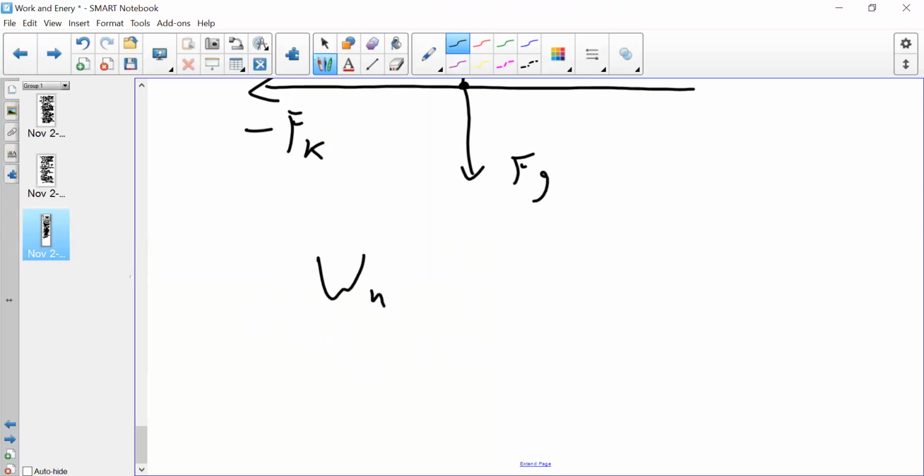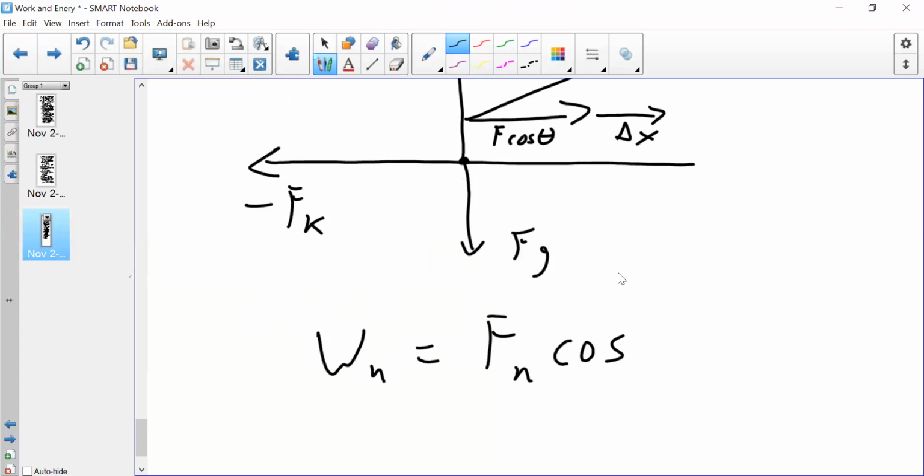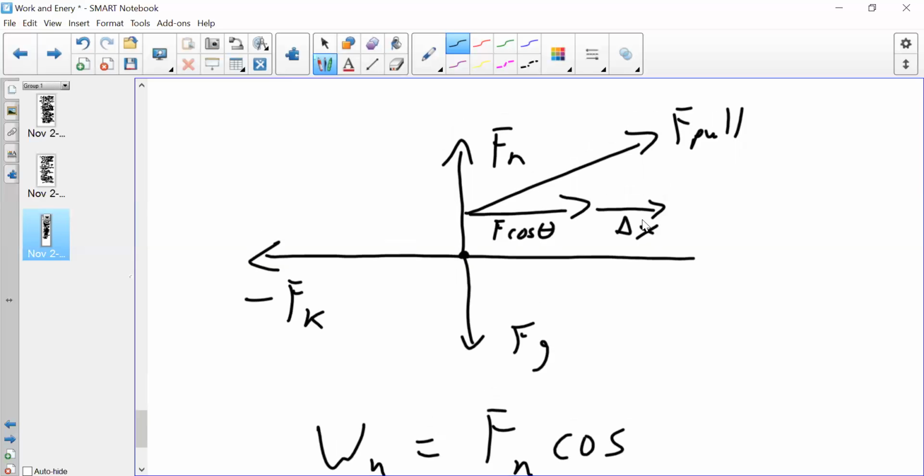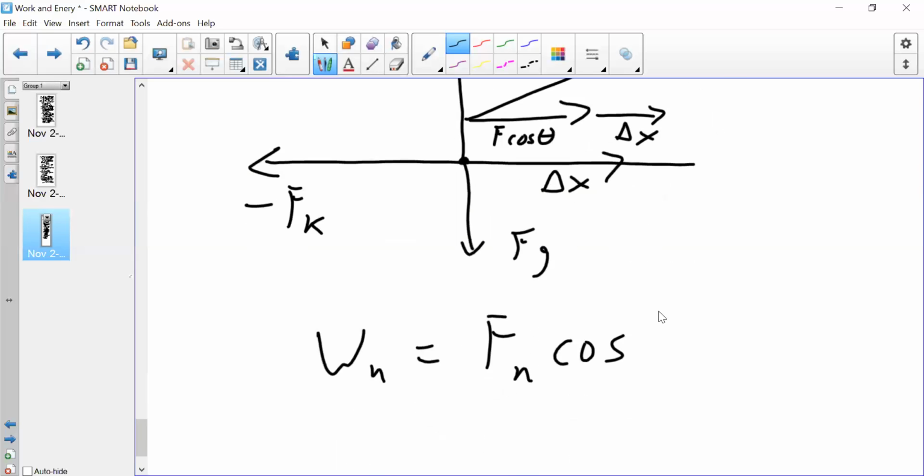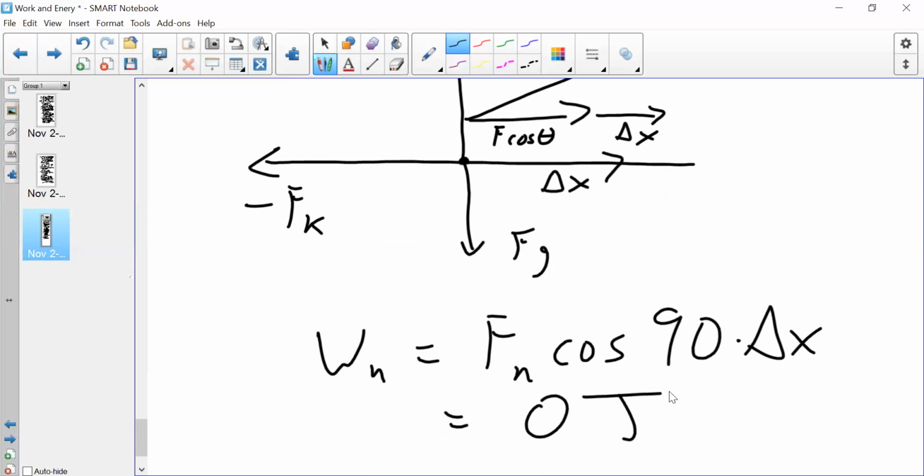So I just say Wn is normal. The angle between the normal force and the displacement is 90 degrees. I can just put displacement down there because we know it's along the positive x-axis. So normal force, displacement, 90 degrees. Cosine of 90 is just 0. That's really why there's no work done by the normal force, because cosine of 90 is 0, so the whole thing is 0. 0 joules of work done by the normal force.